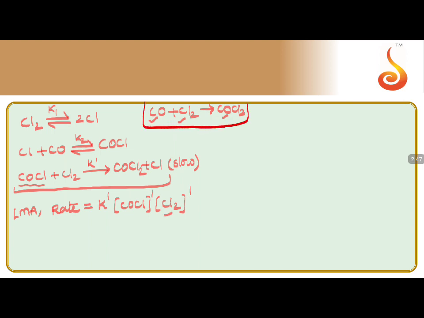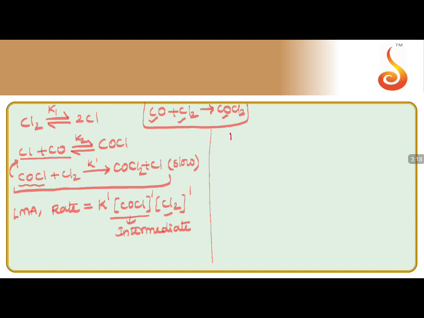But is COCl a part of the overall reaction? No. So that means this becomes an intermediate. The minute you see the overall reaction, compare the terms with the overall reaction; whatever is missing in the overall reaction will be the intermediate. Now this intermediate should not be a part of your overall rate law. So to remove this, we need to proceed with the previous step. What is your previous step? Cl plus CO gives COCl.